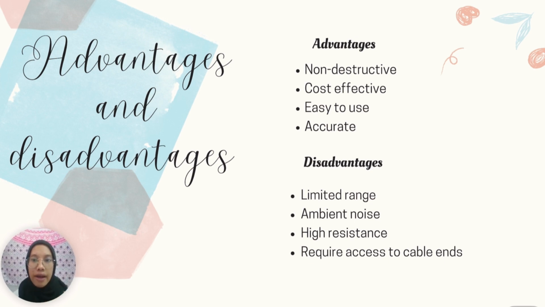Third, high resistance cable. The method may not be effective for locating high resistance cables, such as those made of certain material or with certain construction. Fourth, requires access to cable ends. The voltage decay method requires access to both ends of the cable being located, which may not always be possible in certain situations. Okay, that's all.